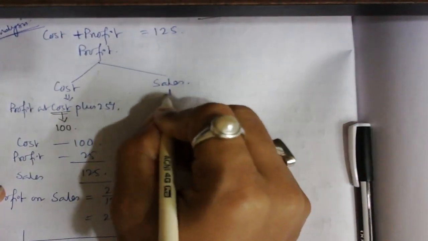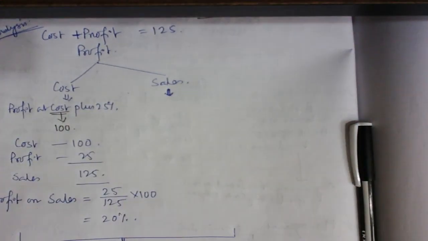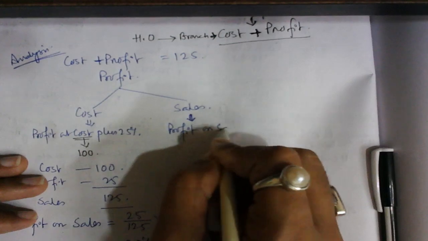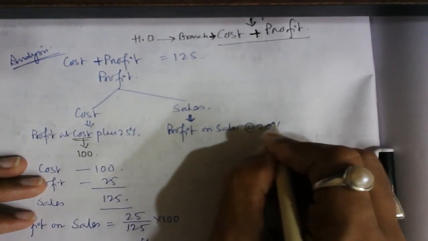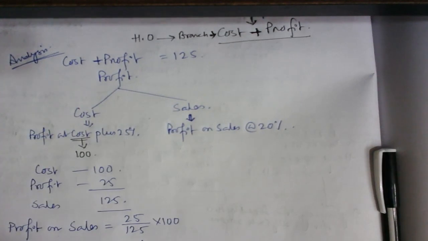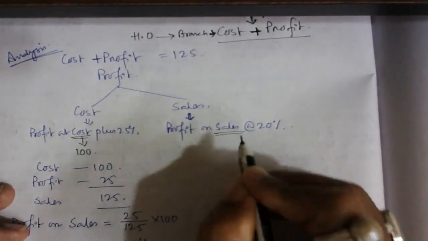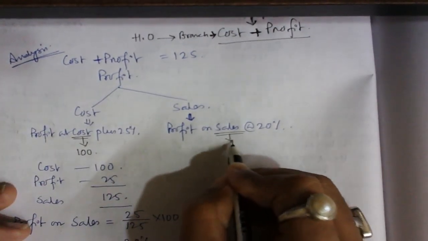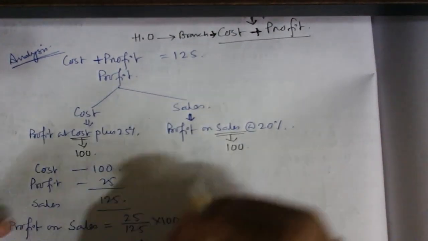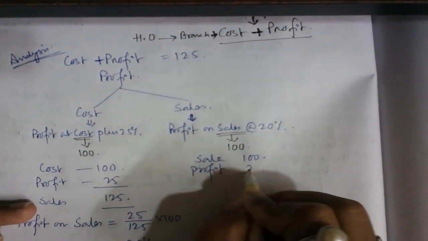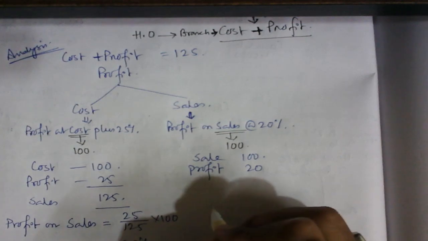Now come to the sale part. Now let's see how we will calculate this. Now profit on cost you have done. Now profit on sales at the rate of 20%. Let's say, profit is how much? 20% on sales. Whatever the profit is based on, we can take it as a 100. So if sale is 100, then profit is 20. Correct?